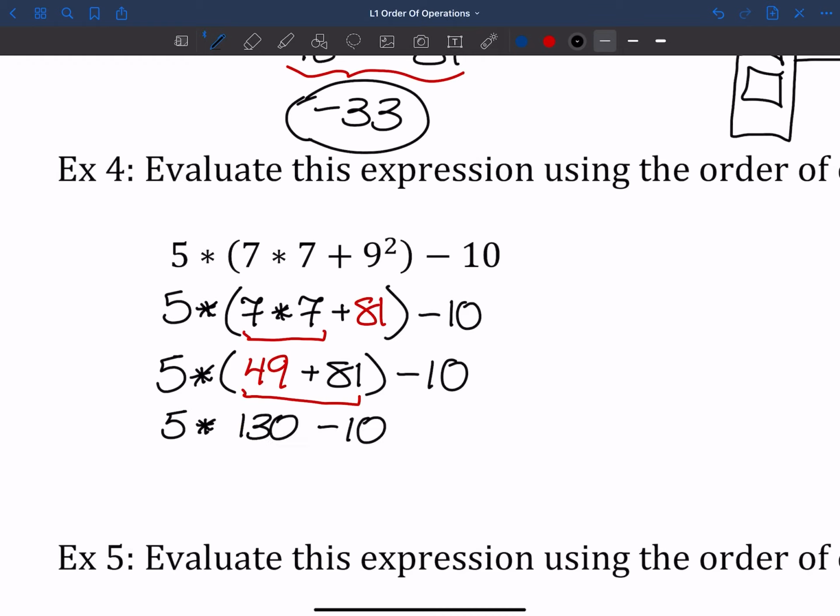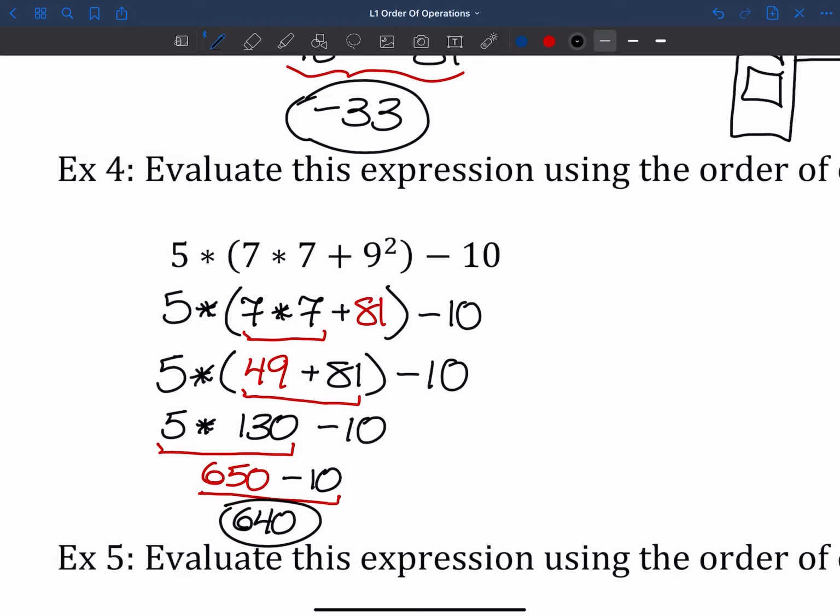All right. And then we've only got 2 things left to do. We've got some multiplication over on the left. We've got some subtraction on the right. I'm going to do the multiplication first because that comes before subtraction. So 5 times 130 is going to give me 650. I'll bring along that minus 10. And then you just chop 10 off of it. We're subtracting that 10 and then we're going to be done. Our answer is 640.